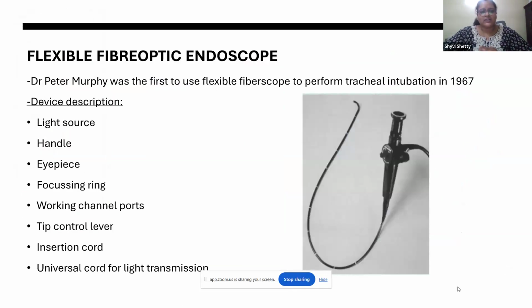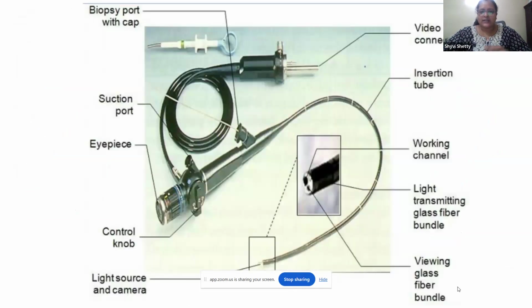The last one, just to mention over here and not go into depth, would be a flexible fiber optic endoscope. Dr. Peter Murphy was the first one to use a flexible fiberscope to perform tracheal intubation in 1967. It has various parts like the light source, handle, eyepiece, focusing ring, working channel ports, tip control lever, insertion cord, and universal cord for light transmission. These are the parts that I've already mentioned, in picture form.